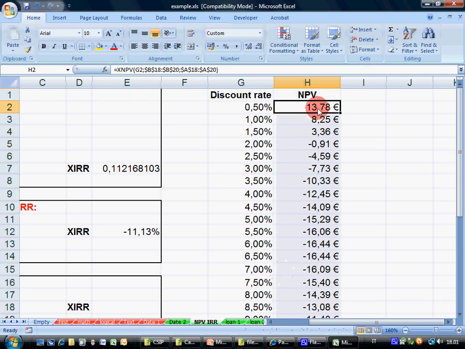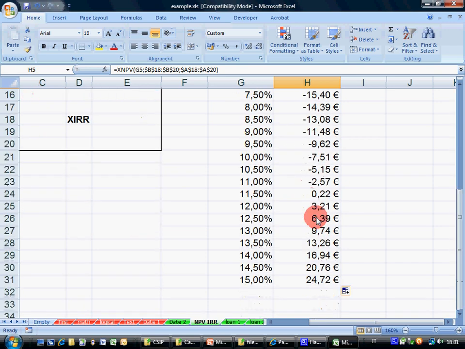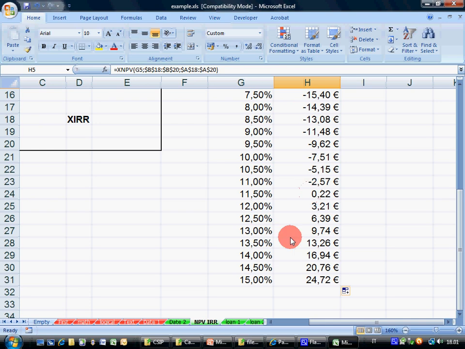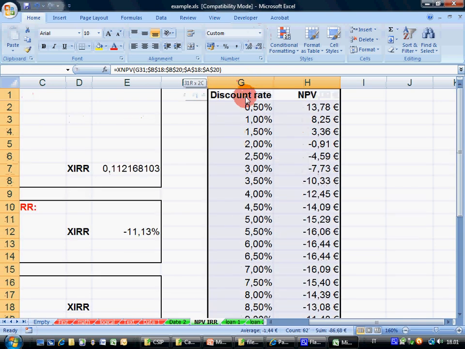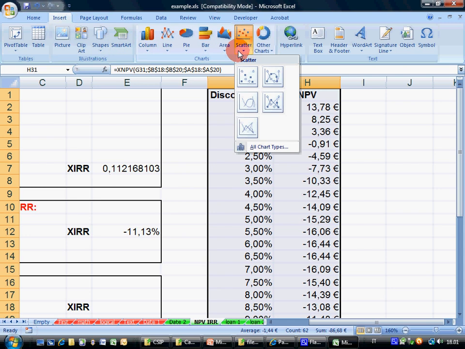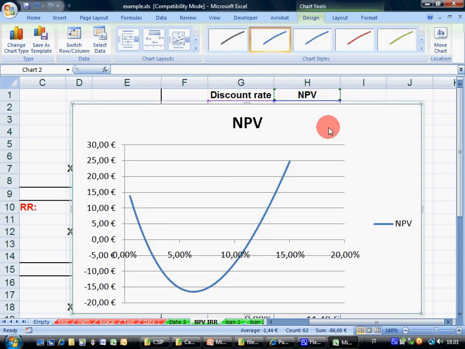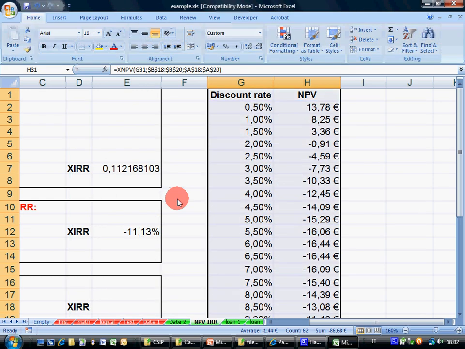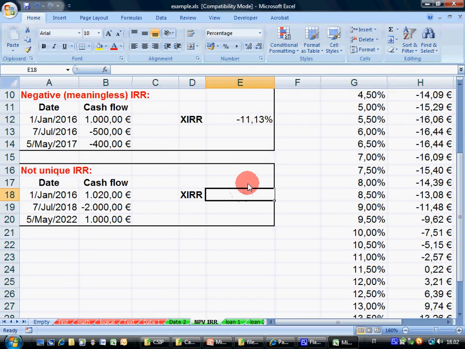You can see positive, then it becomes negative, so there is a crossing of the x-axis here. Then negative, then it starts to go up and positive again, another crossing of the x-axis. Let's build the graph. You can see clearly the two crossings are here and here. So it's a case where we have two internal rates of return. From an economical point of view, it's very difficult, this case, because you don't have any measure of how good is this investment. Let's see what Excel tells us.